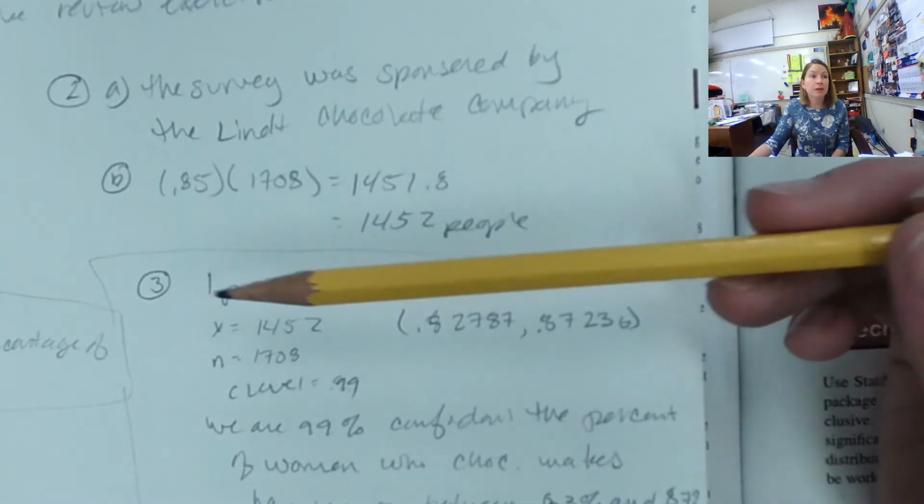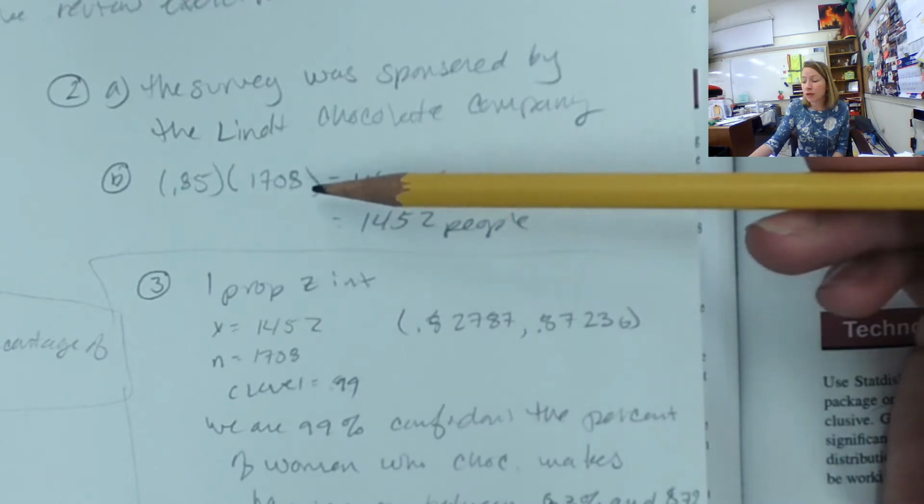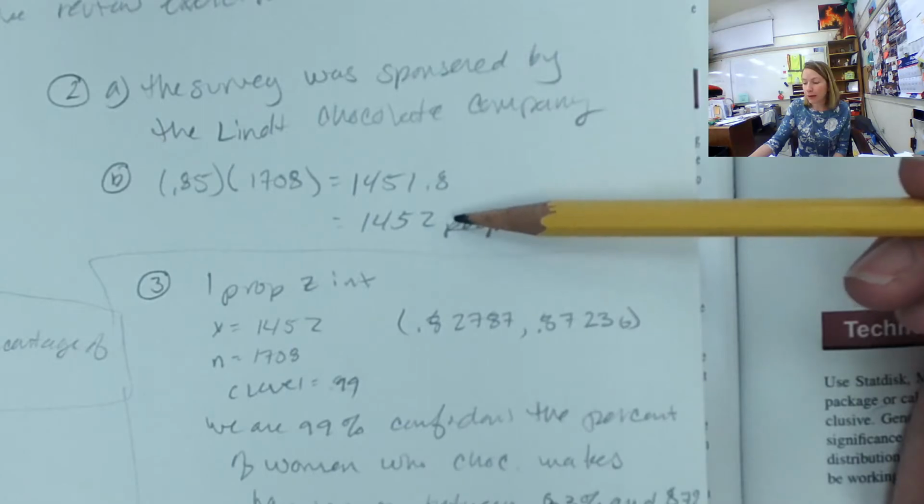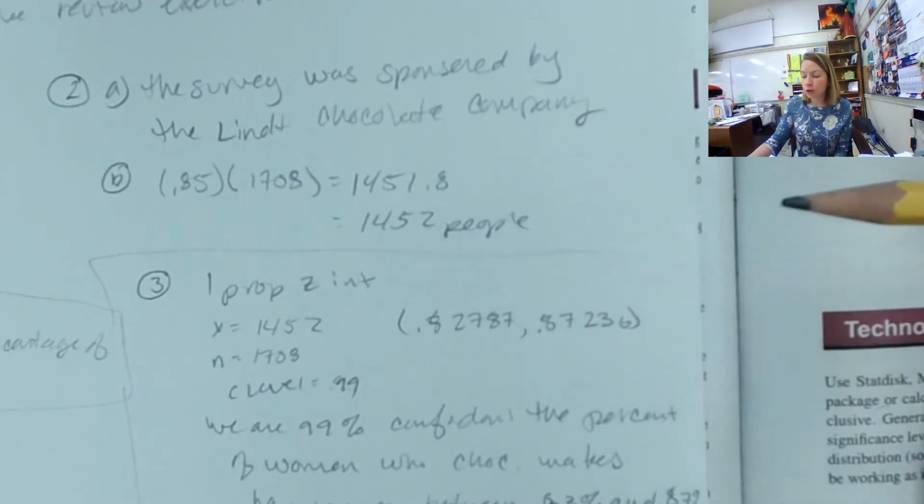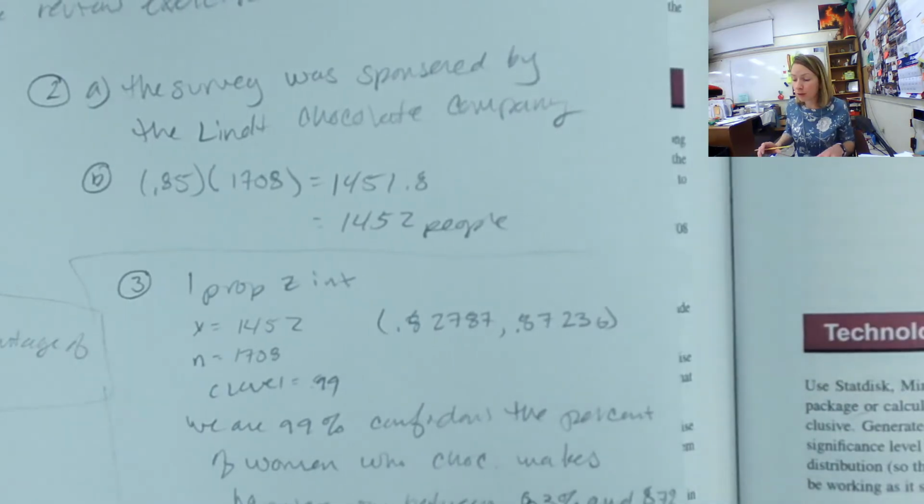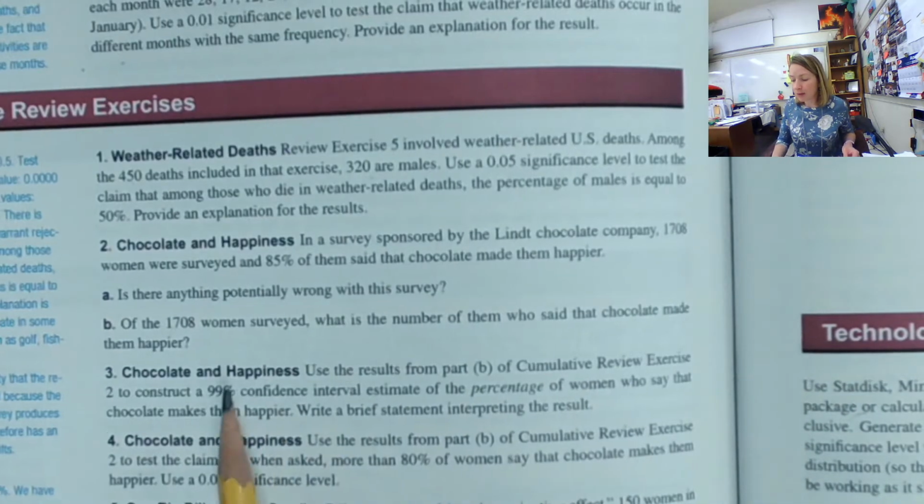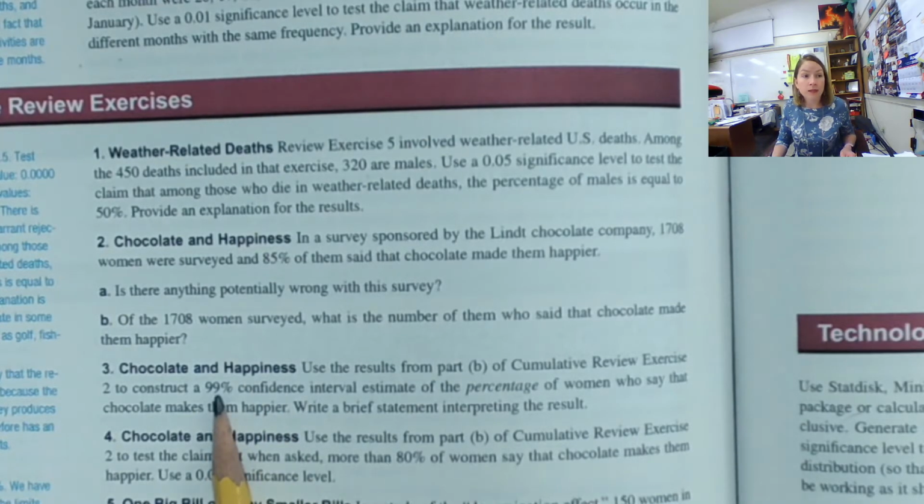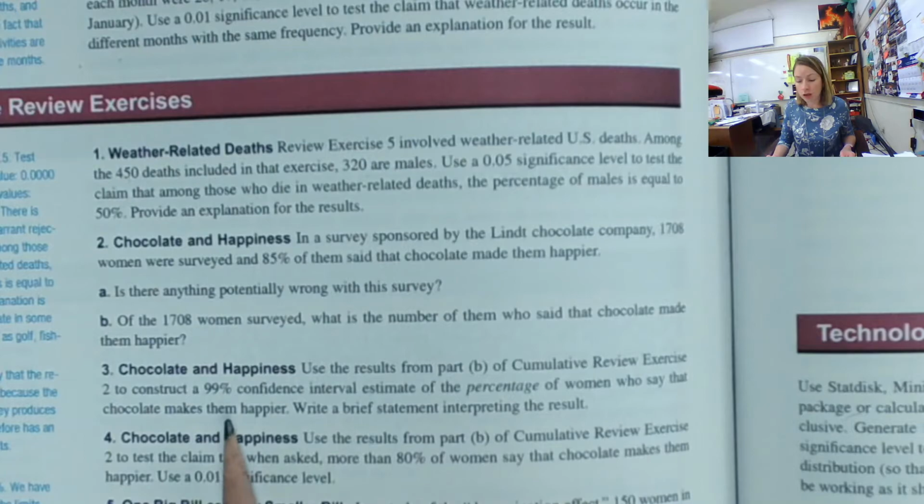Part B, they want us to know how many people. So it was 85% of that 1,708 people. So that is, and rounding up just to be appropriate, I've got 1,452 people out of the 1,708 said that chocolate makes them happy. So for number 3, they want us to construct a 99% confidence interval to estimate the percentage of women who say chocolate makes them happier.